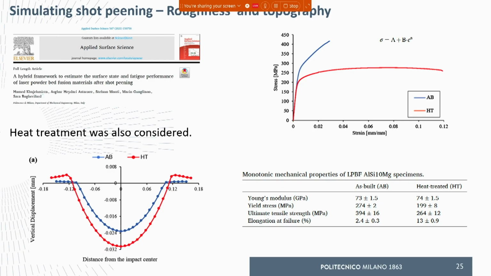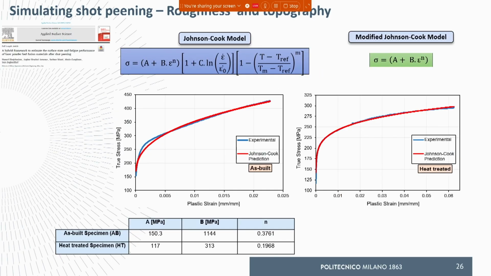This is the final elongation and failure percent, so much more. Here we started from the Johnson-Cook model, but we know strain rate was not affecting the result. And so finally this was the final Johnson-Cook model. You see here that there is a very good overlapping between the experiment and the Johnson-Cook prediction for the two cases.